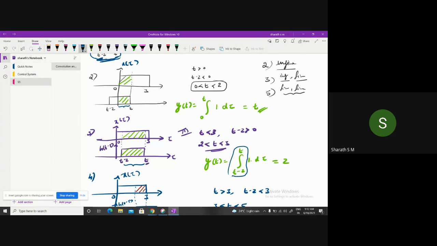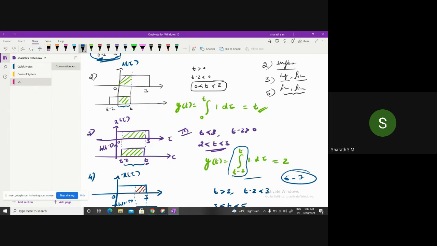We do not need to worry whether we need 0 to t or 0 to t minus 2. Whatever h of t minus 2 signal we have, that whole signal itself acts as the limit for the third case. So just write that down. You will easily get 6 to 7 marks in these 3 cases only.